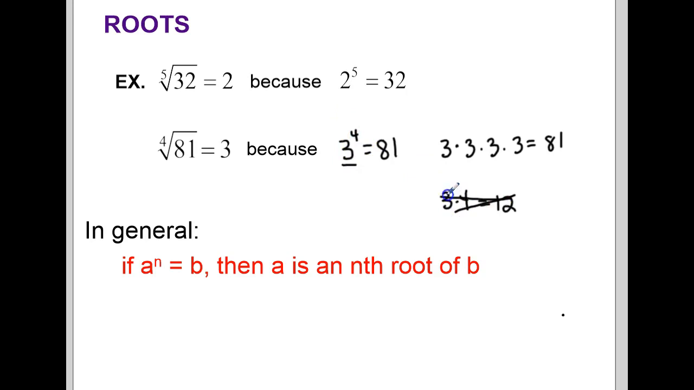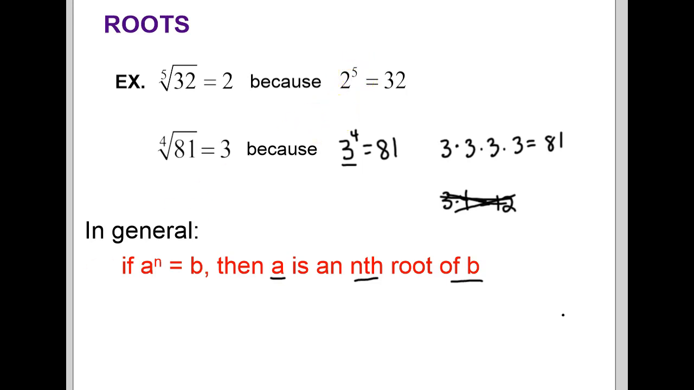So don't get confused with that. In general, for all numbers, if I have a to the nth power equals b, then I can say that a is an nth root of b. If you need an example, think about it: 2 to the 5th power is 32, so I can say that 2 is the 5th root of 32.